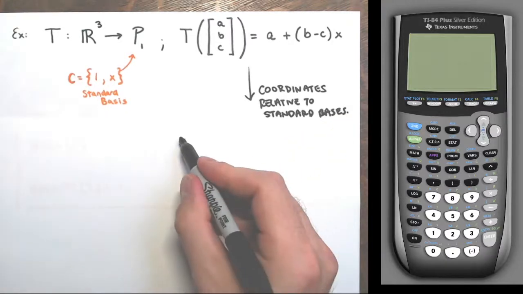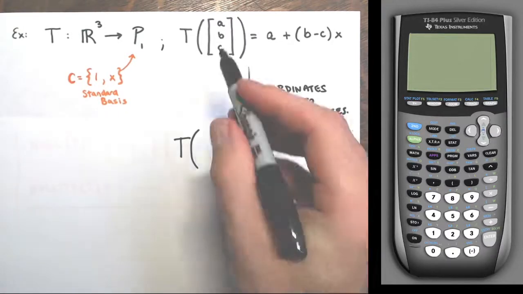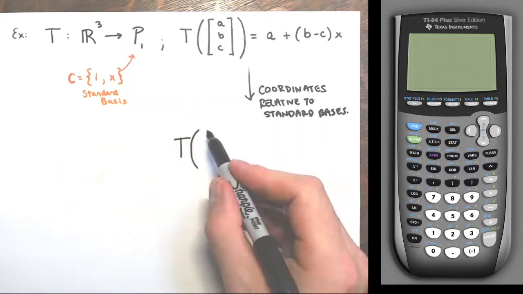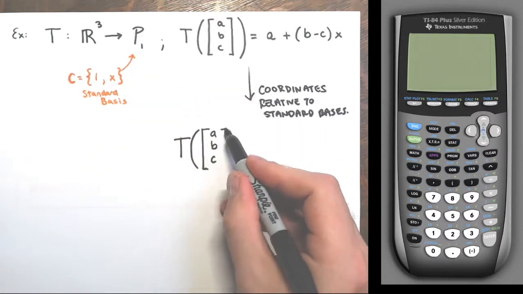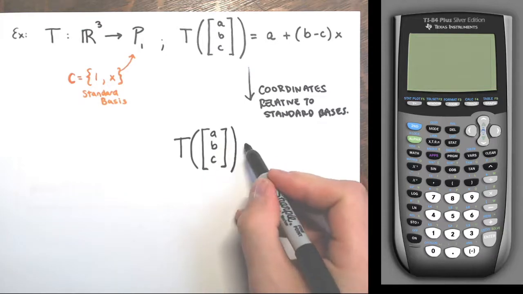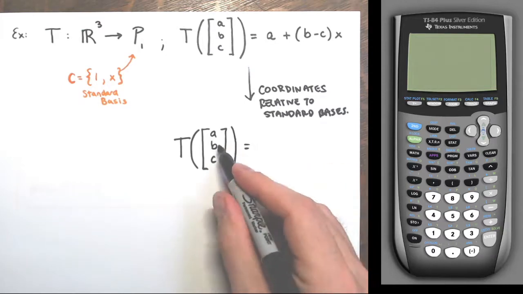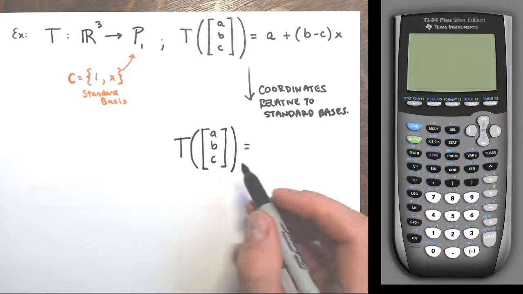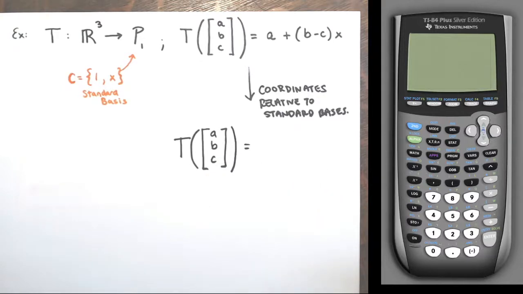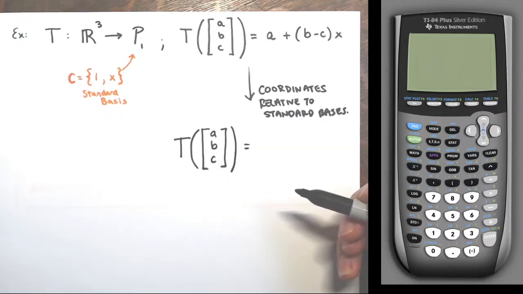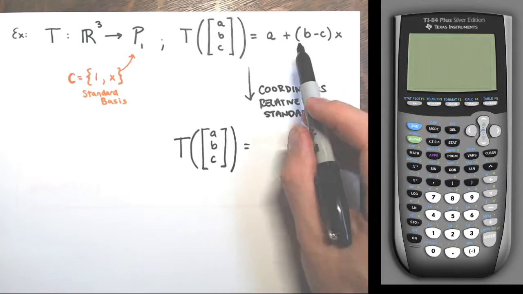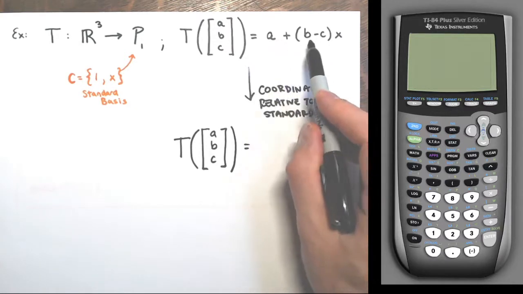Now the input vector is from R3, so it's already a column vector, I'm just going to leave it that way, A, B, C. This is also the coordinates with respect to the standard basis for R3, 1, 0, 0, 0, 1, 0, and 0, 0, 1, but no need to write that for Euclidean space. Now here, A plus B minus C times x.